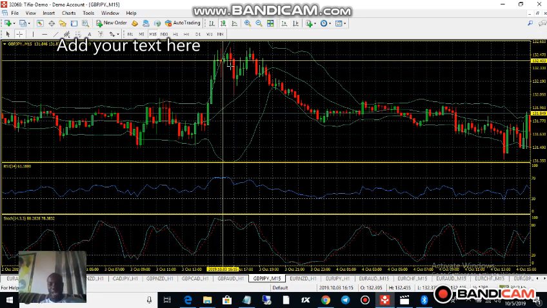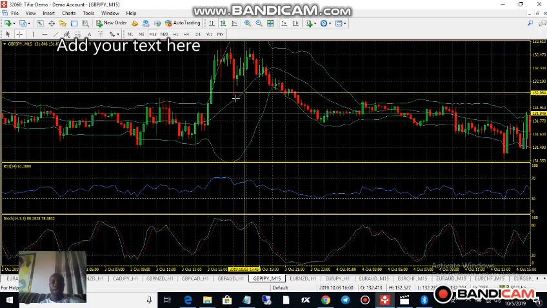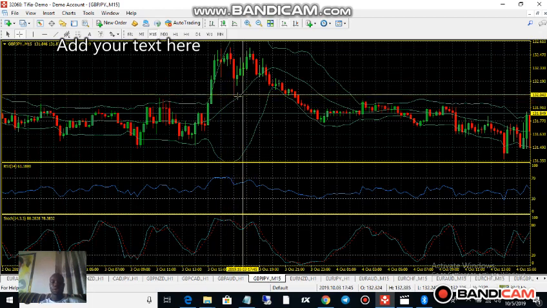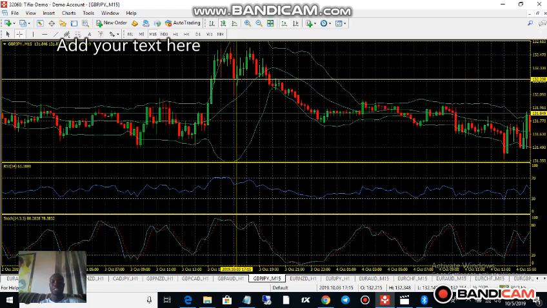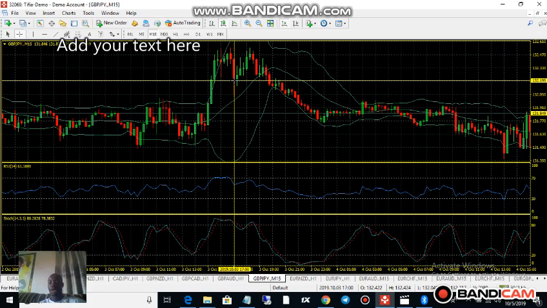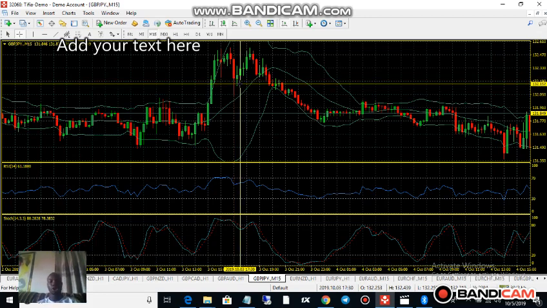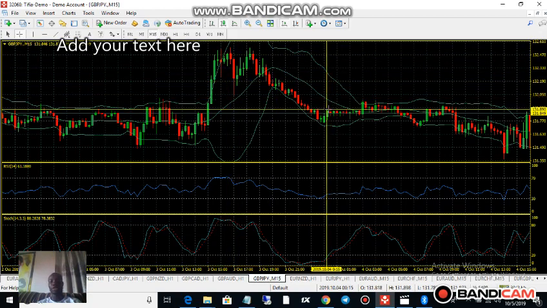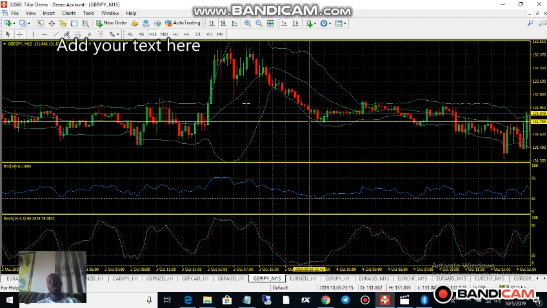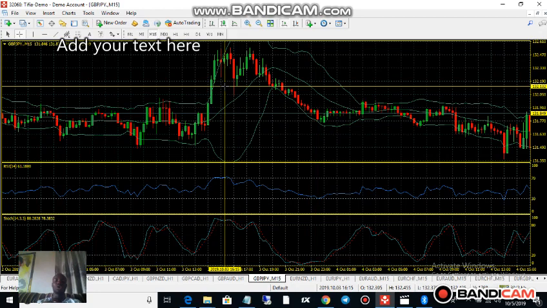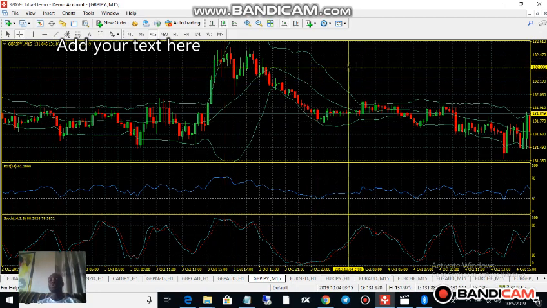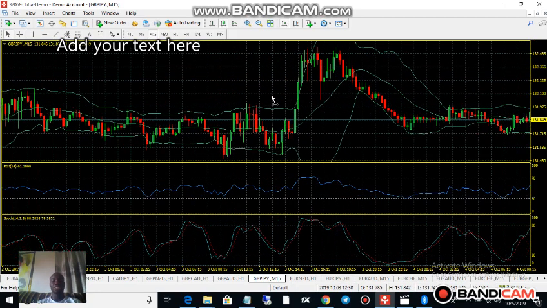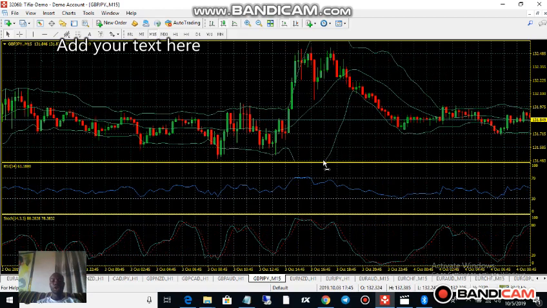Assuming I enter here and I'm exiting here, I should be in the money and I will have gathered at least some pips. So this is how the strategy works. And if you hold the trade longer, you can see it is very, very in the money. So it depends on the type of trader you are, how long you hold the trade, and how to get out of this trade, because that's the most important thing.